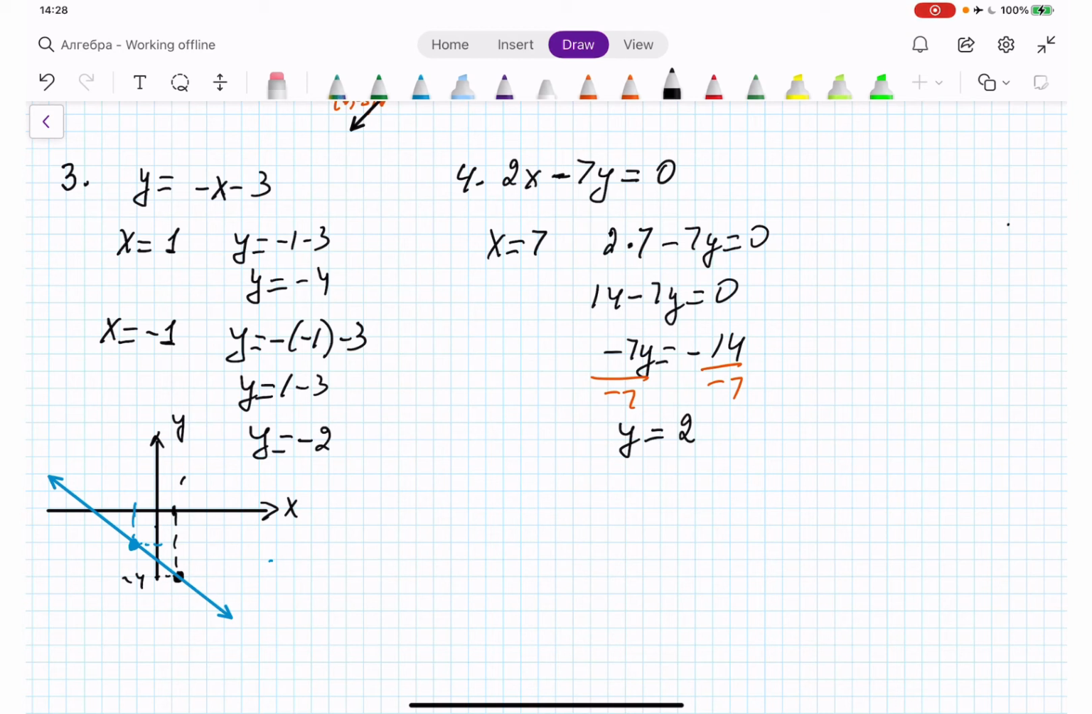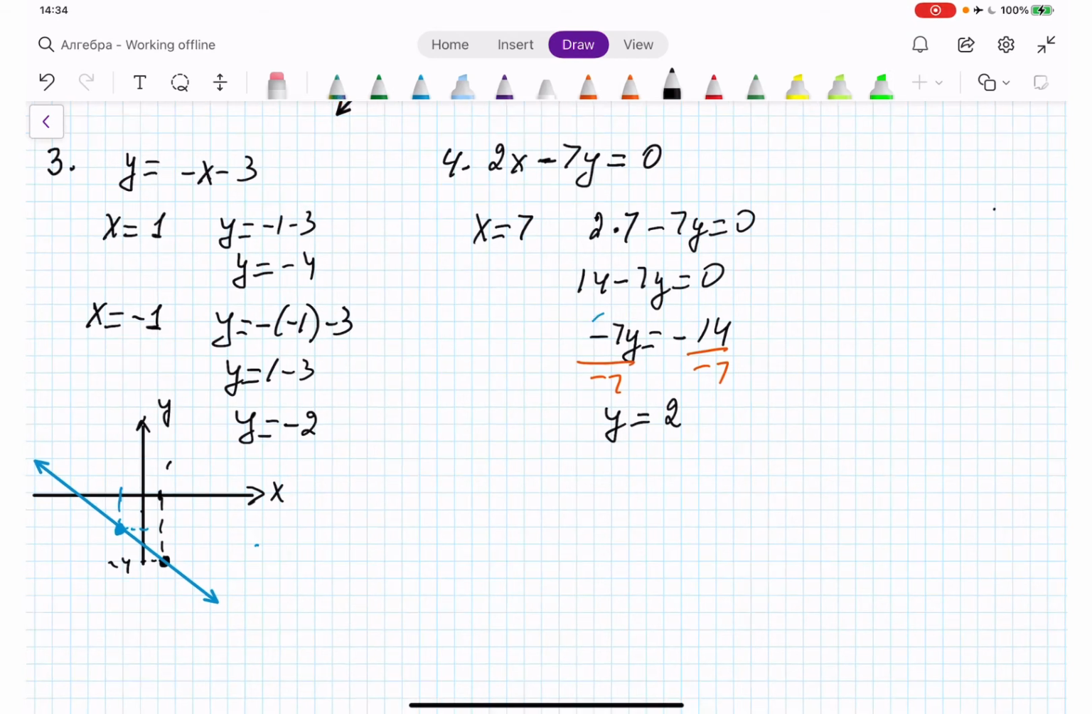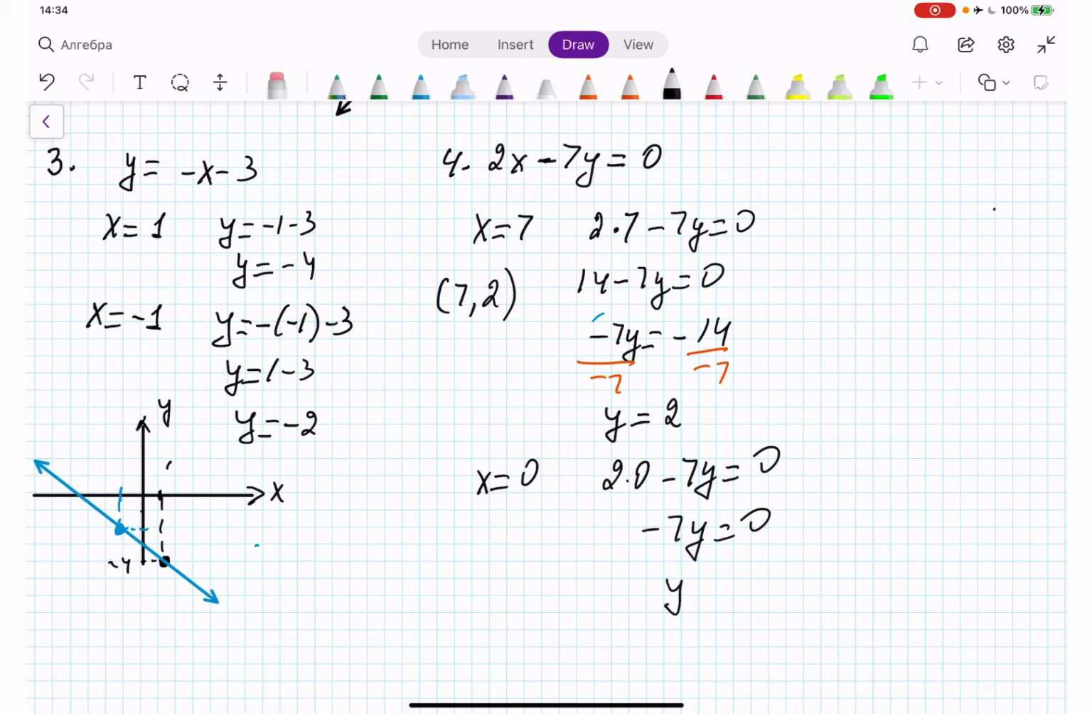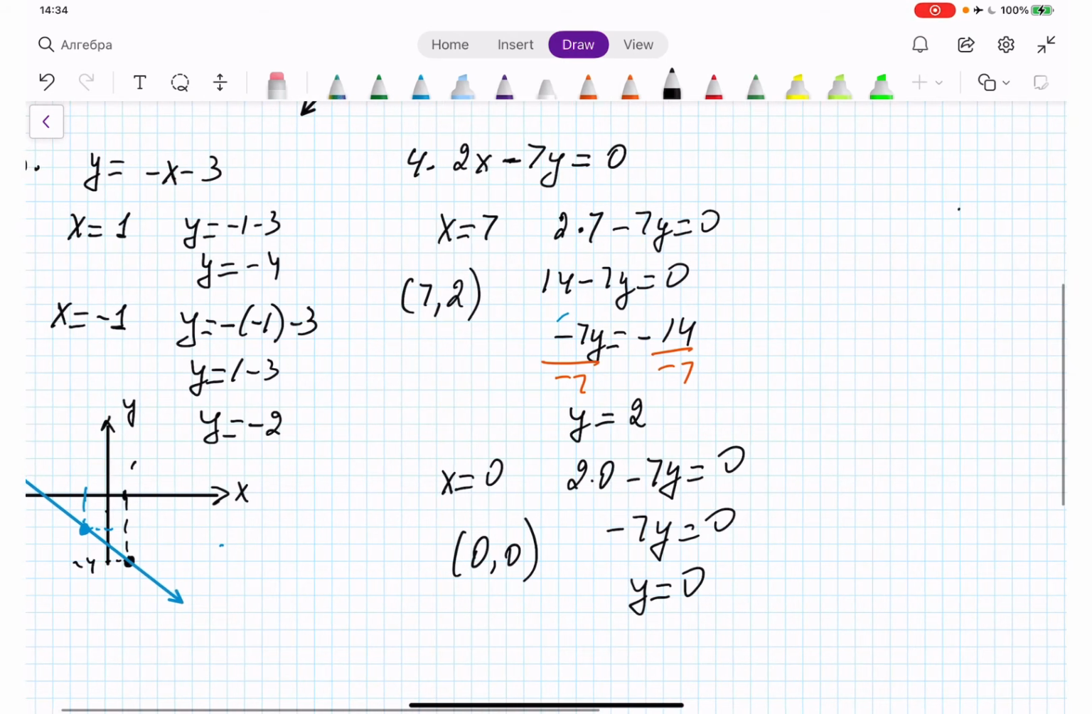Let me see. Now I need to take y is equal 2. So here the coordinate is going to be 7 and 2, right? Now next I'm taking x is equal 0. So we are getting 2 times 0 minus 7y is equal 0. So negative 7y is equal 0, y is equal 0. It's going to be the center of coordinates. Very good. Let's build it.